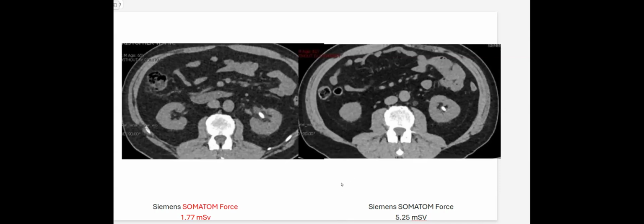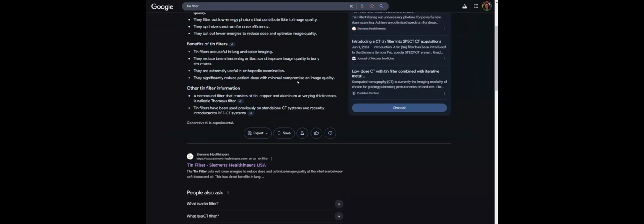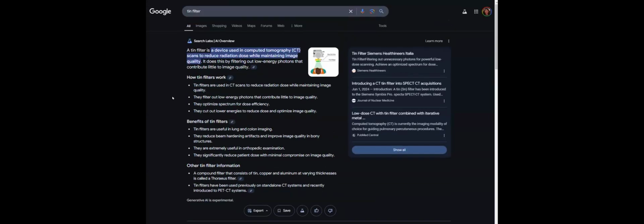And this was enabled because of a feature available on the Siemens scanner. It's called the tin filter.